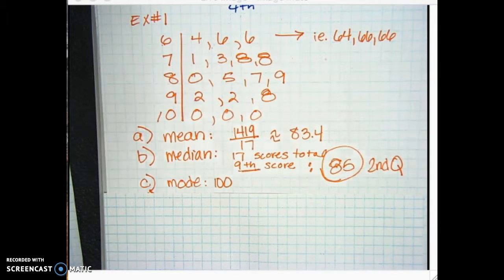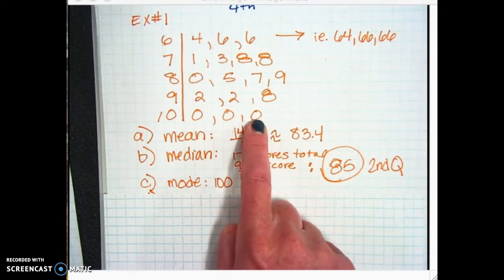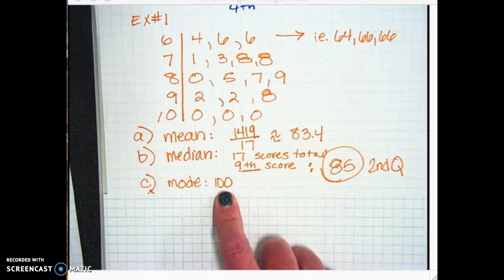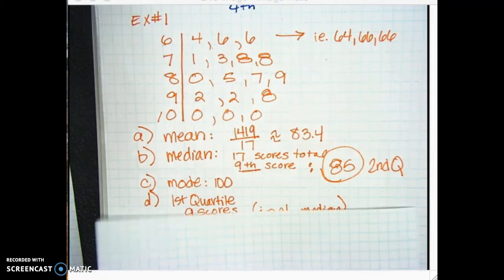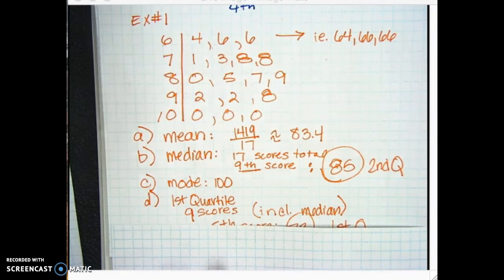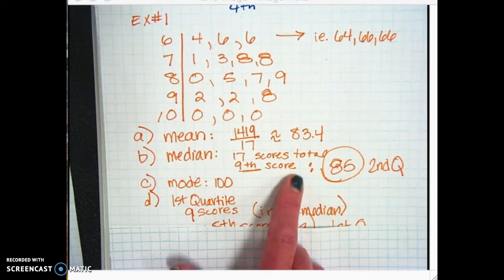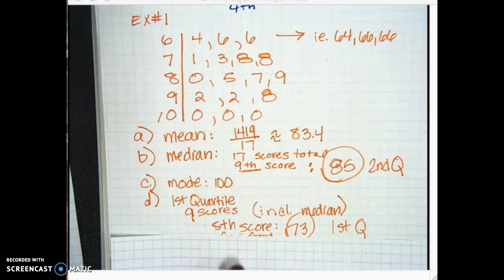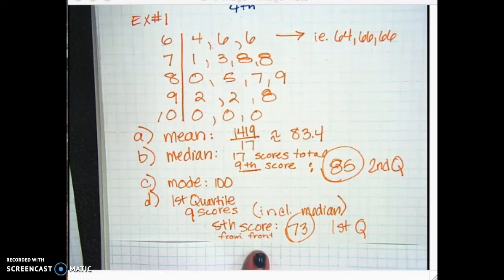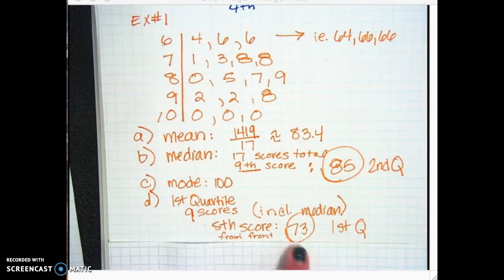The mode is the number that occurs most often. So you have 100, 100, 100. So that's the number that occurs most often here. Then we're going to find the first quartile. To find the first quartile, you take those lower 9 scores and get the middle number there, which would be the 5th score from the front. If you count 1, 2, 3, 4, 5, that number should be 73.